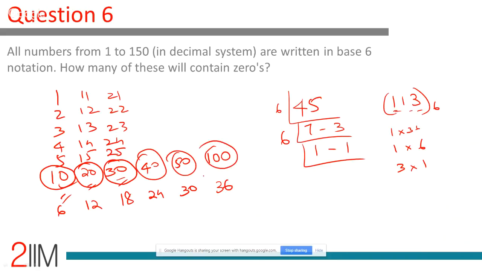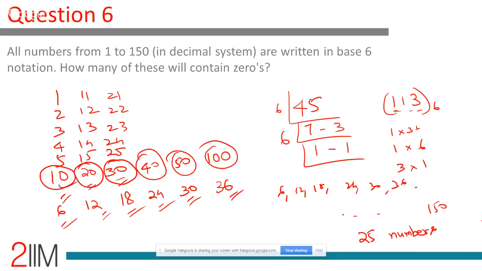How many of these will contain zeros? All these numbers have a zero. So what is special about these numbers? Which numbers are these? Think about this. Quite simple. These are all multiples of 6. Any multiple of 6 will end in a zero. In decimal, any multiple of 10 will end in a zero. In base 6, any multiple of 6 will end in a zero. All multiples of 6 will end in zero. We're effectively saying 6, 12, 18, 24, 30, 36, all the way till 150, all these numbers will contain a zero. Or we have totally 25 numbers on this list.